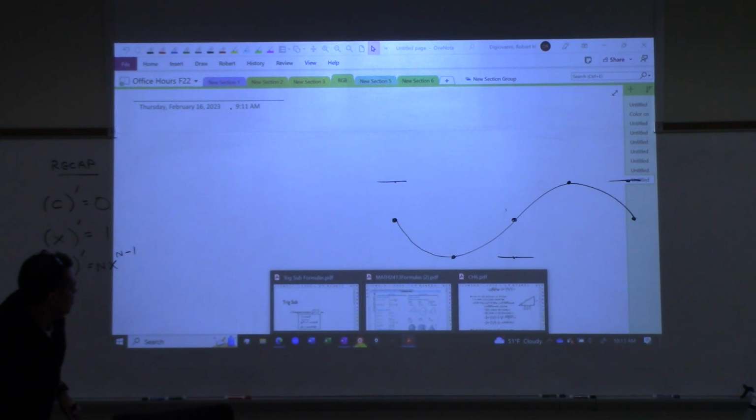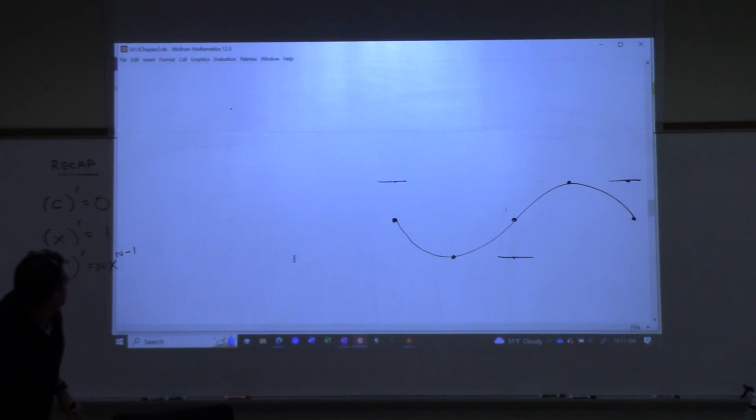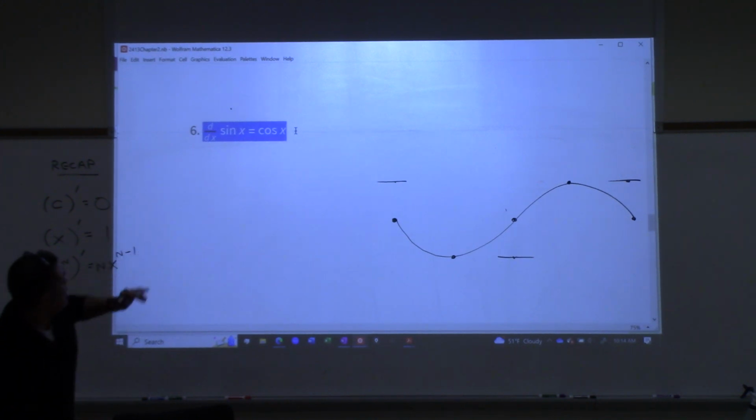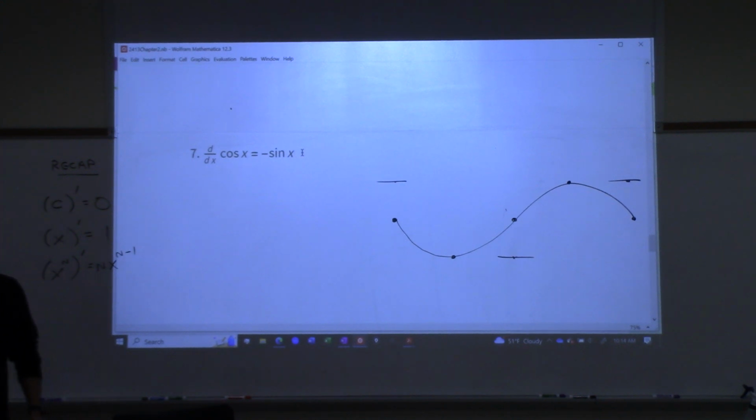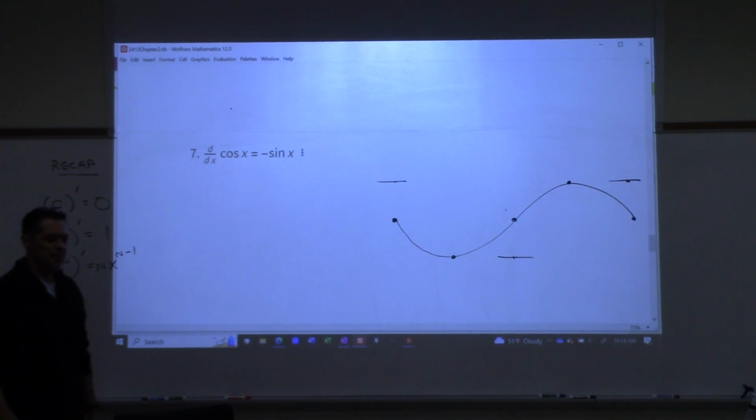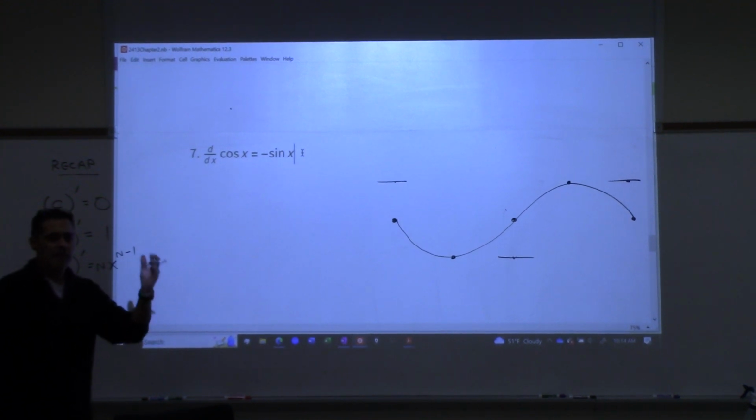So that's the next result. The derivative of sine of x is cosine of x. But the derivative of cosine of x is negative sine x, not positive sine. Wouldn't it be nice if it was not negative? If it was just derivative of sine is cosine, derivative of cosine is sine. But that's not the case.